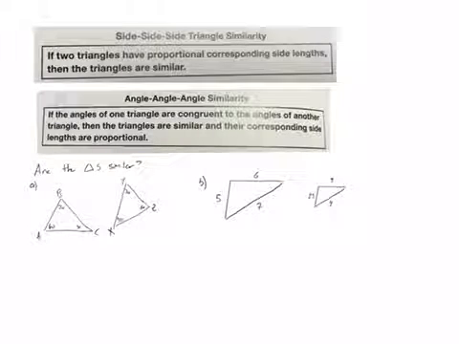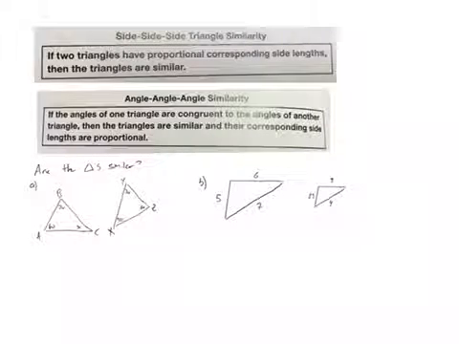Now, when we're talking about triangles, one way to see if they're similar is by side, side, side. There's a theorem that says if two triangles have proportional corresponding side lengths, then the triangles are similar. So if the side lengths are proportional, all three, then those triangles are similar. We don't have to worry about trying to figure out the angles. And also, we have an angle similarity. It says if angles of one triangle are congruent to the angles of another triangle, then the triangles are similar and their corresponding side lengths are proportional.